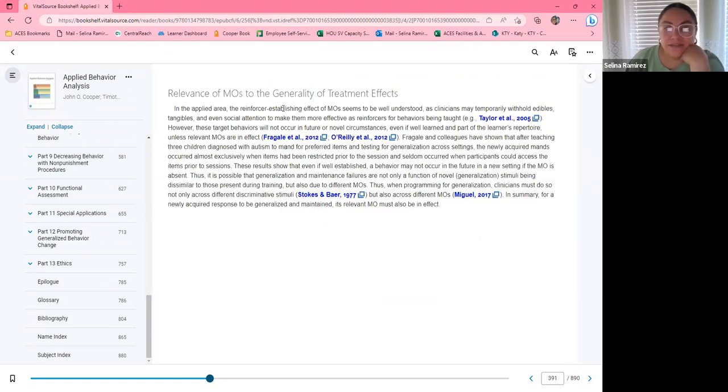Okay, now relevance of MOs to generality of treatment effects. In the applied area, the reinforcer establishing effective MO seems to be well understood, as clinicians may temporarily withhold edibles, tangibles, and even social attention to make them more effective as reinforcers for behaviors being taught. However, these target behaviors will not occur in future or novel circumstances, even if learned and part of the learner's repertoire, unless relevant MOs are in effect. So just making sure that we are programming for generalization.